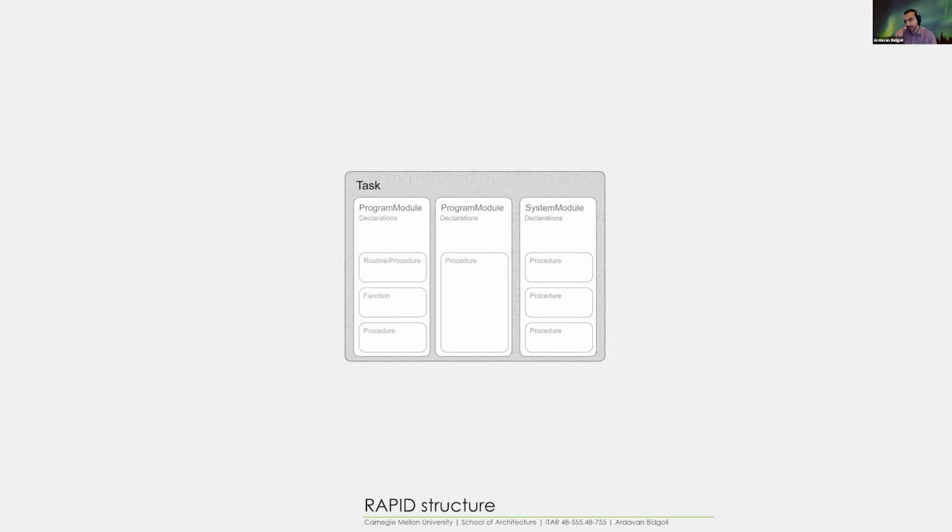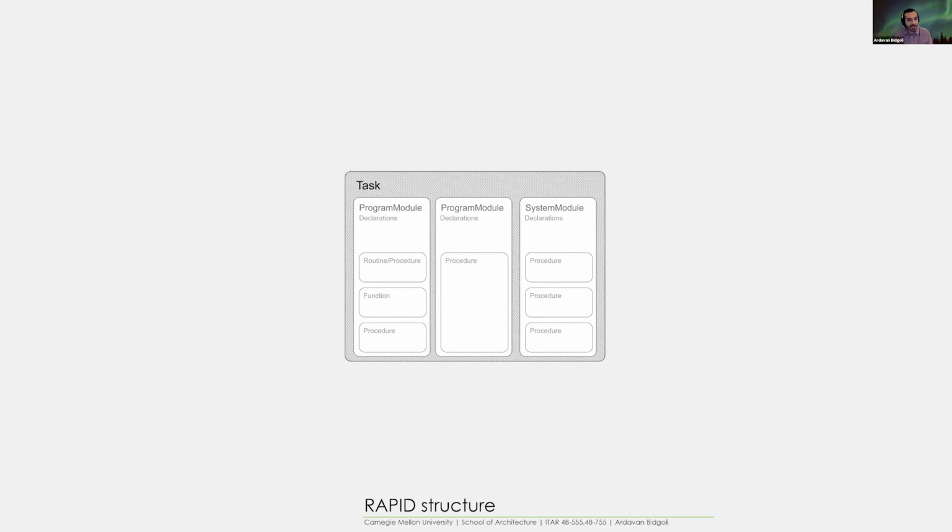But let's see how a RAPID program works. So basically, if I want to explain how this whole system works, it's something like this. Imagine that you write a program for your robot. That's what RobotStudio and RAPID call a task, and I will show you where you can find these tasks.